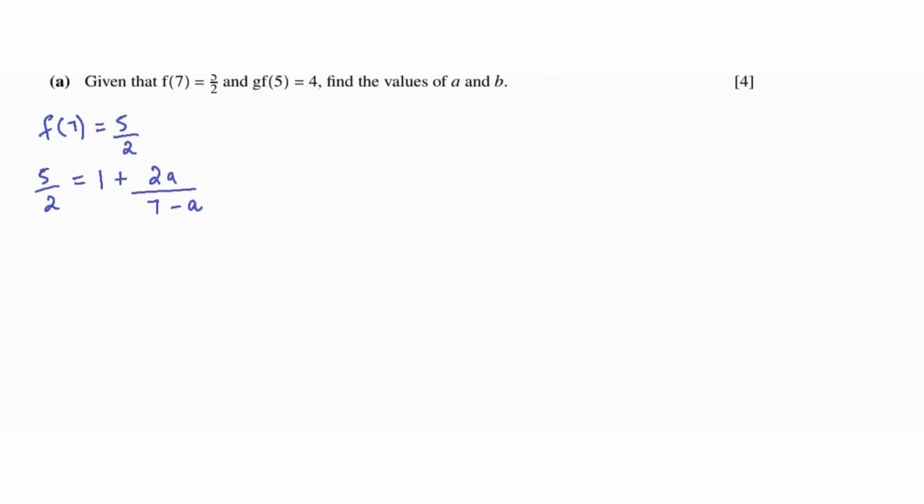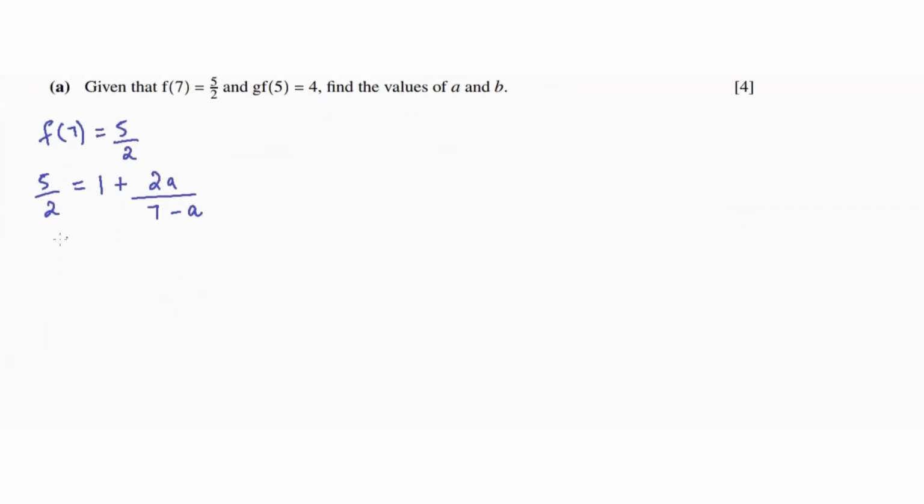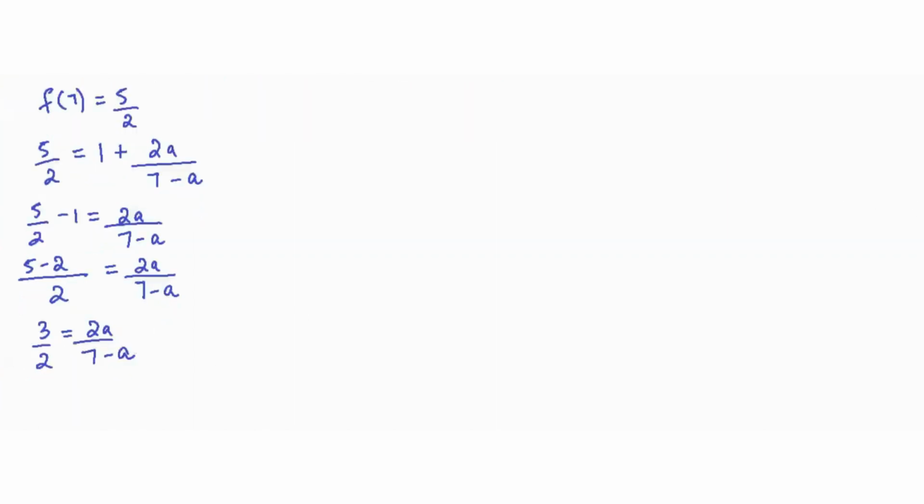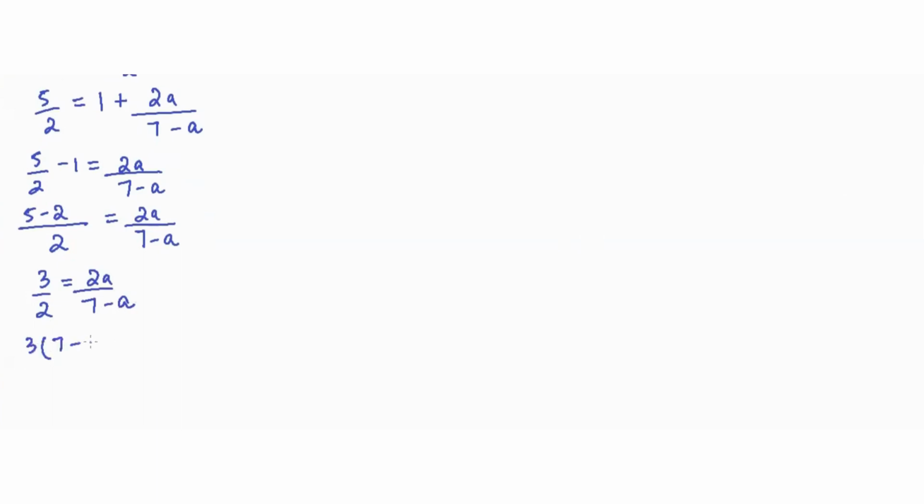Now we're going to solve this equation and find the value of a. Bring the 1 to the left-hand side. Make one common denominator, so that's going to be 5 minus 2 over 2. Cross multiply to get rid of the fraction. So once we have simplified this, I'm going to cross multiply. That's going to be 3 times 7 minus a equals 2a times 2, which is 21 minus 3a equals 4a.